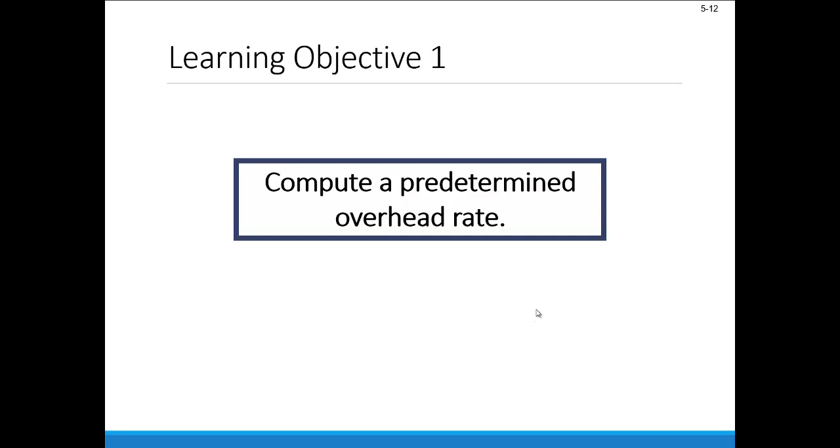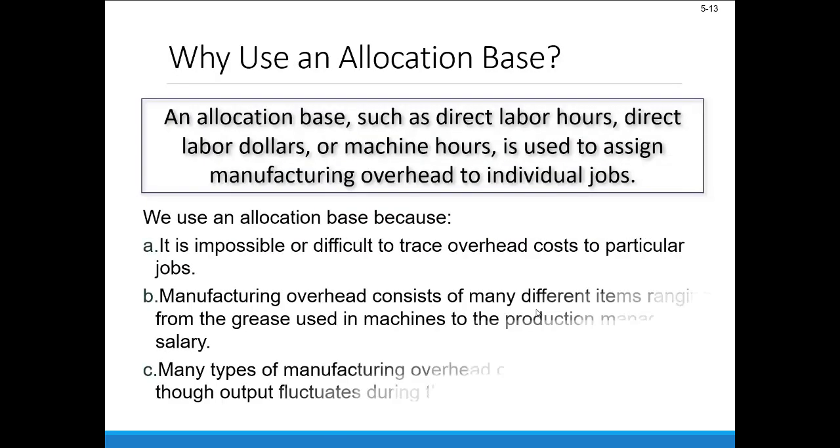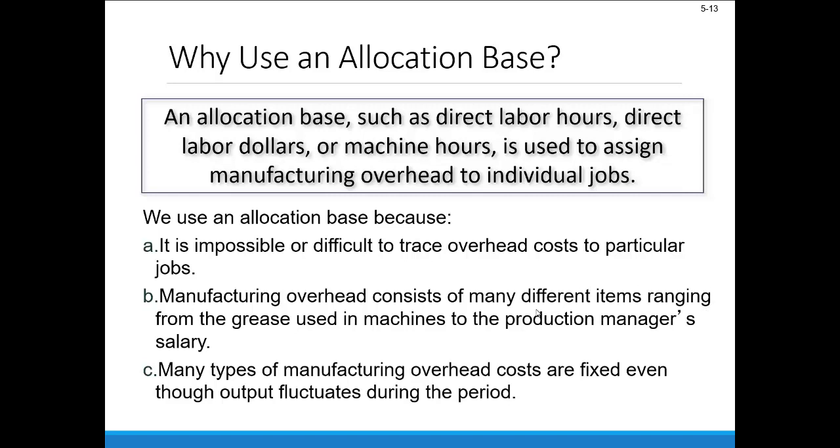Now, in thinking about predetermined overhead rates and how they're used, one thing we have to define is the allocation base by which overhead costs will be applied in the job order costing system. Allocation bases like direct labor hours, labor dollars, machine hours, and so on are used as a measure of the assumed resources that each job consumes during the production process. They're the mechanism by which we assign overhead costs to individual jobs.